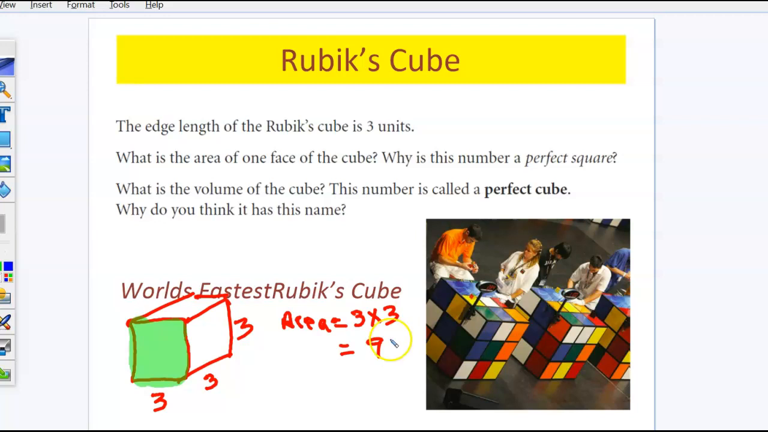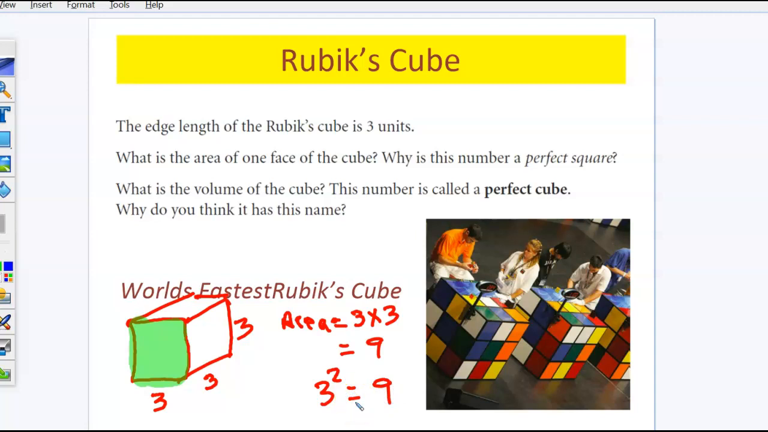So why is this number 9 considered a perfect square? Well, if you look at the factors of 9 and the prime factors of 9, 9 is 3 times 3, which is really 3 squared. So therefore, we can say that 9 is a perfect square.